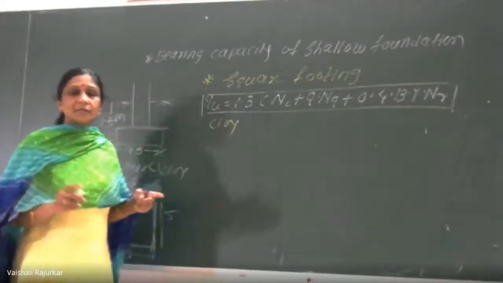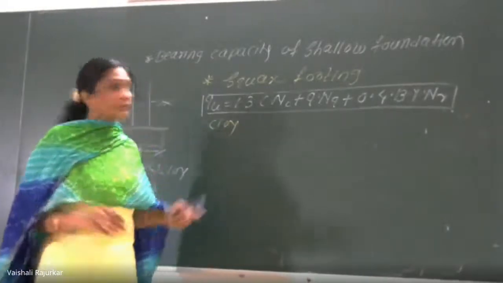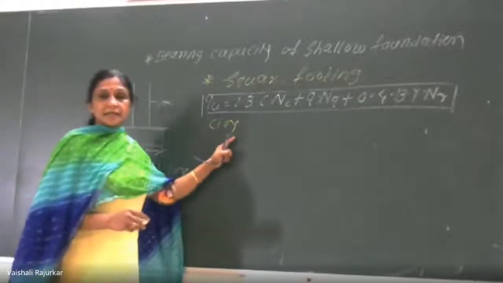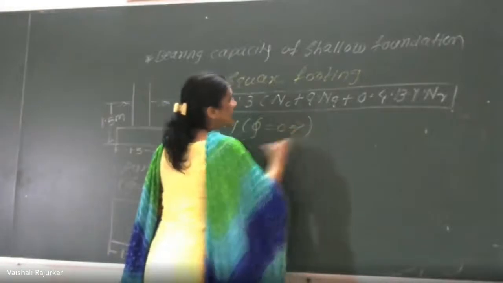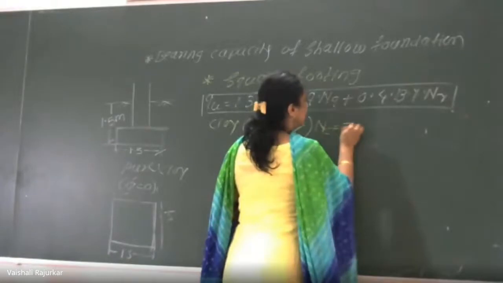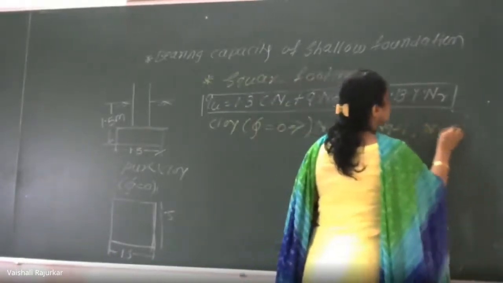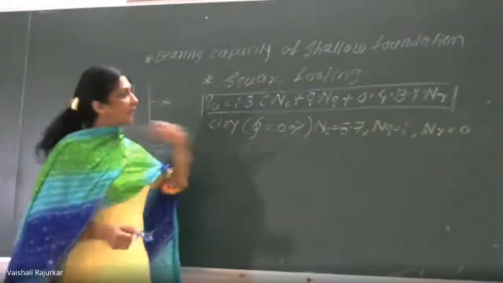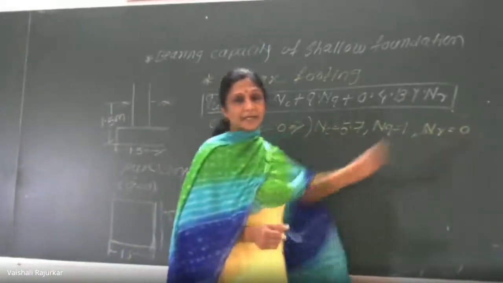कि ये आपको कभी नहीं बोलना है कि मैडम इसका फाई नहीं दिया है, इसका एनसी एनक्यू एन गामा नहीं दिया है, nothing. You have to see whether it is mentioned that the soil is a pure clay. In that case, the soil is clay, meaning phi value is 0, and if phi value is 0, the value of Nc is 5.7, Nq is 1, and N gamma is 0. This is by default. Always remember, when there is a pure clay, phi is equal to 0, Nc is by default 5.7, Nq is 1, and N gamma is 0.